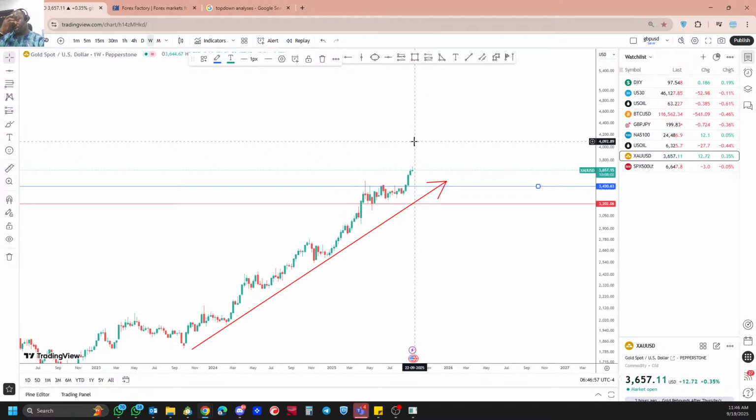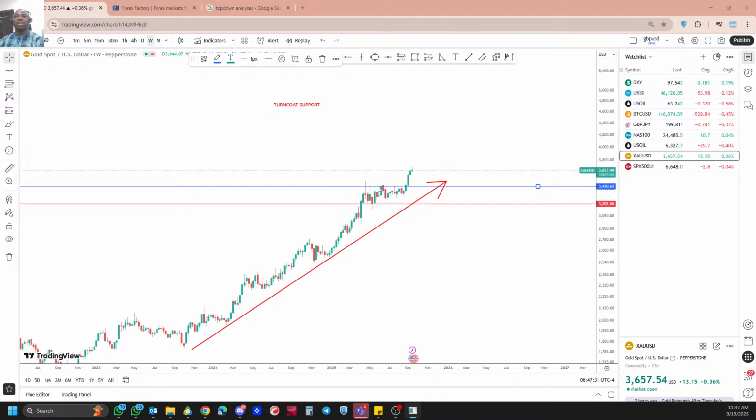However, what I wanted to point out is, for the purpose of this, a resistance can be broken and then turn into what we call a turncoat support. Turncoat support simply means price was a resistance before, price broke it, and now it has been confirmed to be a support. In this case, there's been no confirmation yet.